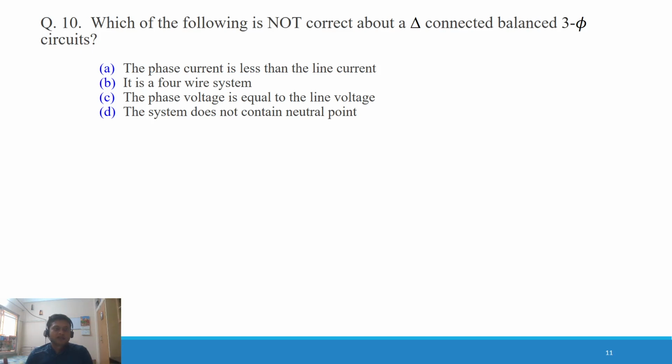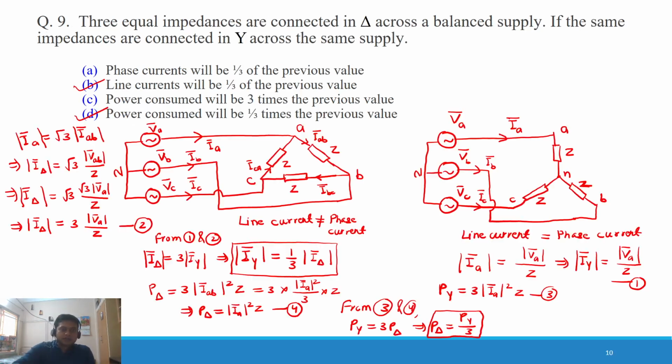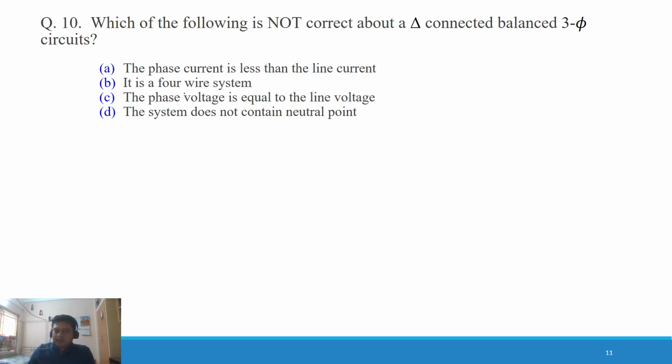The first option is phase current is less than the line current. In a delta connected balanced three-phase circuit, line current is root 3 times the phase current, as we saw in question number 9. So the first option will be correct, because line current is root 3 times the phase current. So phase current is less than the line current. And it is a 4 wire system? No, it is a 3 wire system.